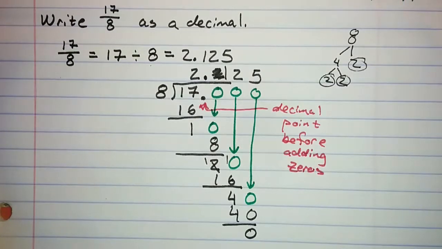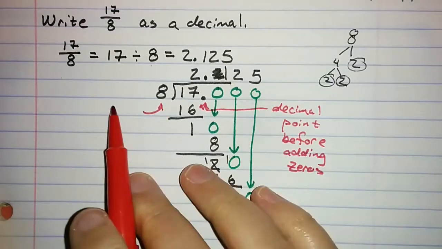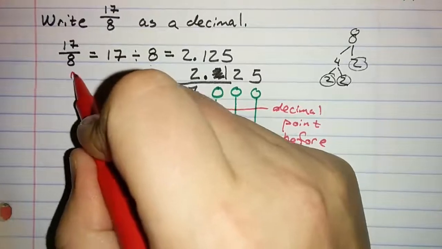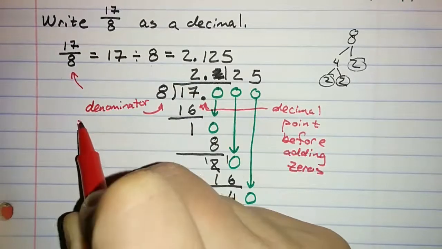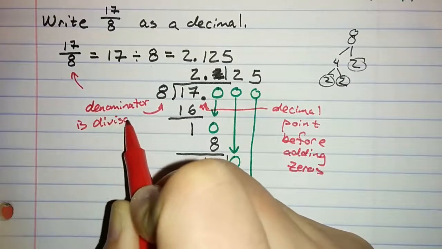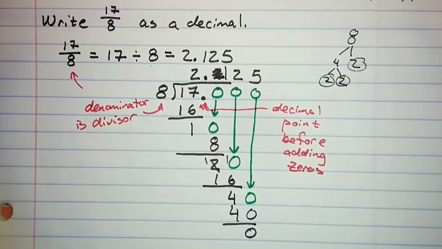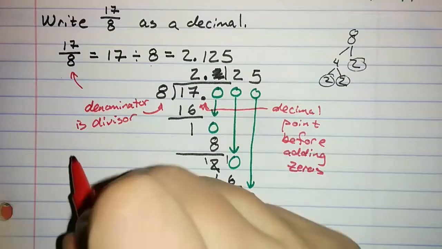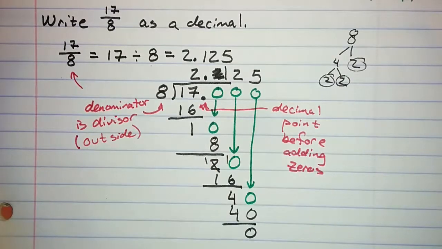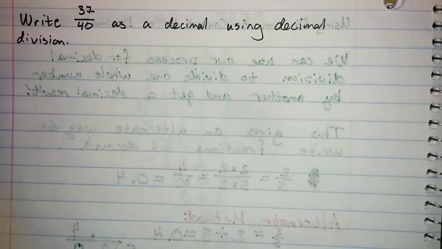So again, what are the key points here? It's vitally important that we write in the decimal point before we start adding zeros. And it's important that we remember that the denominator is the divisor. Every time in our entire life ever, the denominator is the divisor. That is, it goes outside the division bracket. All right, I'm going to give you one of these to try. Write 37/40ths as a decimal, specifically by using decimal division, so by using this new method. Pause the video and try this now.